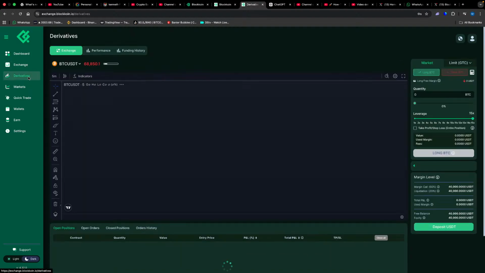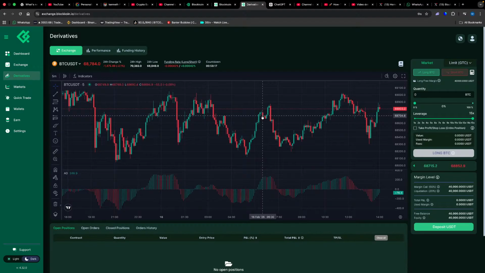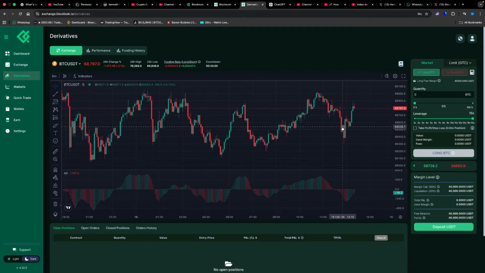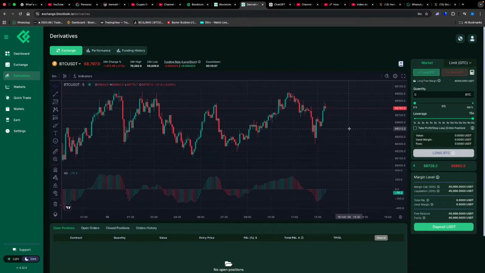But with derivatives, you are now trading based on a contract. So what that means is you can make profit either predicting Bitcoin goes up or down. And the way you do that is by clicking either long or short here on the right of your screen. Long meaning predicting price is going to go up, short meaning price is going to go down.